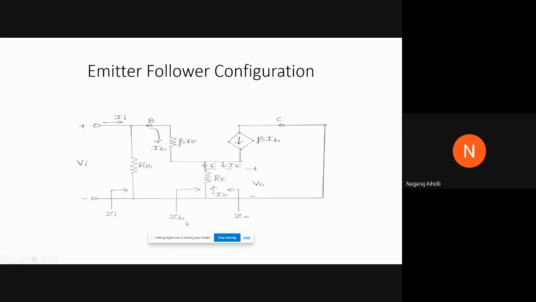We have the input impedance Zi, which is seen from the input terminals, the positive and negative input voltage terminals. Then ZB is the impedance seen at the base side, the base to emitter impedance. Then we have the output impedance Z0, which is between the collector and emitter. Output voltage is V0.